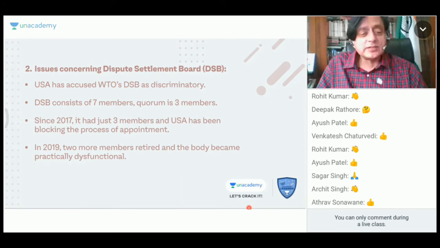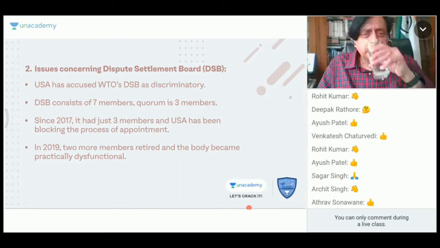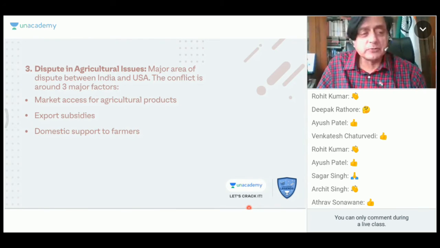Now, what the US has done is, the US has simply refused to allow new members to be appointed when the terms of existing members have expired. And so the result is that whenever the Dispute Settlement Board is supposed to meet, it is supposed to have a quorum of 3 out of the 7 members. Right now, with the retirement of existing members, the body no longer has a quorum, and since 2019 hasn't been meeting. So how do you settle disputes?